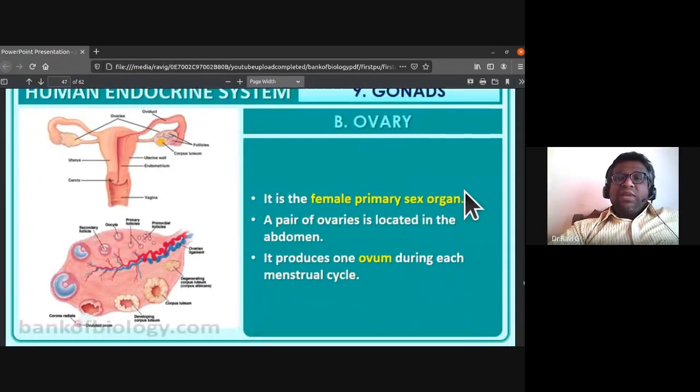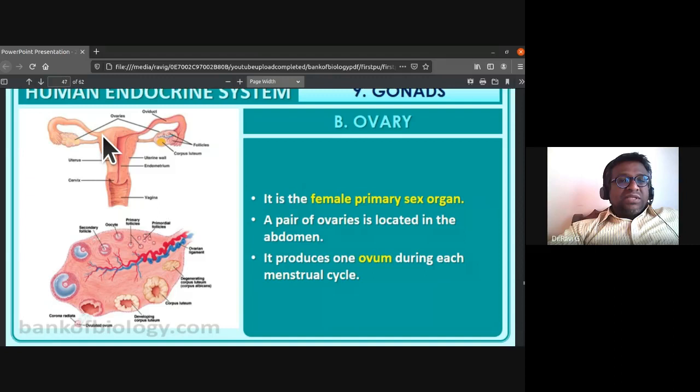So the next is the female gonad, that is the ovary. It is the female primary sex organ. A pair of ovaries is located in the abdomen. It produces one ovum or egg cell during each menstrual cycle. So that is the 28 day cycle.